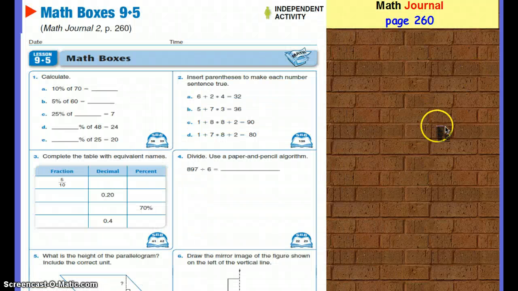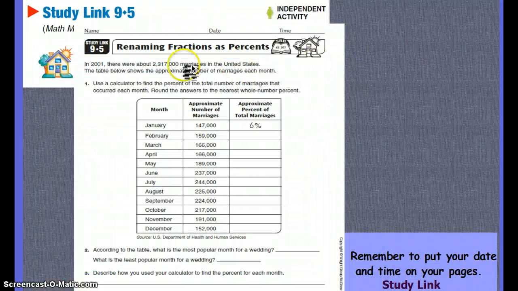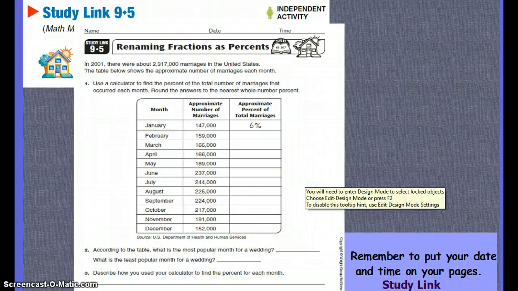When you've completed that and checked it, I want you to go ahead and move forward, do your math boxes. Be sure to use your student reference books to first help you, and then if you're still struggling, come back and see me at the table. The final thing in 9.5 is to do the study link, renaming fractions as percents. They're giving you the information that you need to finish the percent of total marriages for the different countries, and then don't forget at the bottom to do the practice.